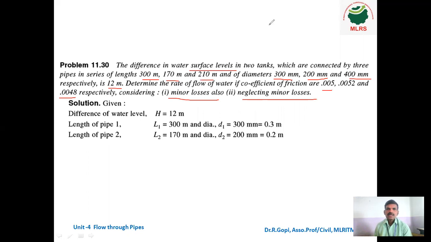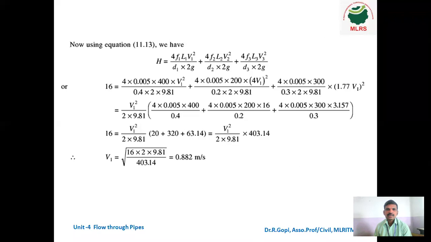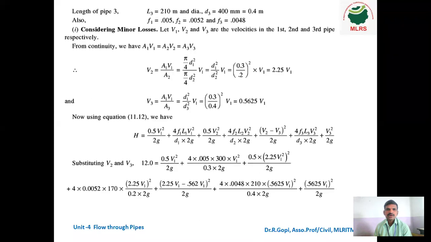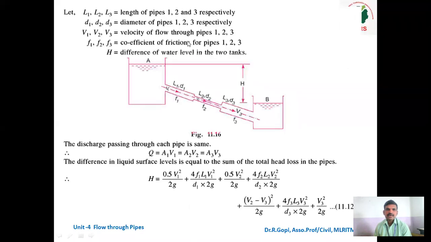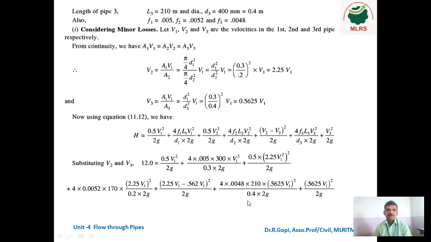So the first step is you have to draw the diagram. Here I didn't draw the diagram, so go as per this diagram only. This is the difference in water level, 12 meter, and draw the three pipes between these tanks and mention the salient values. So difference in water level H is equal to 12 meter, and length of pipe 1 L1 is 300 meter and diameter D1, and length of pipe 2 L2 is 170 meter and diameter D2. So let us see how to solve this problem.